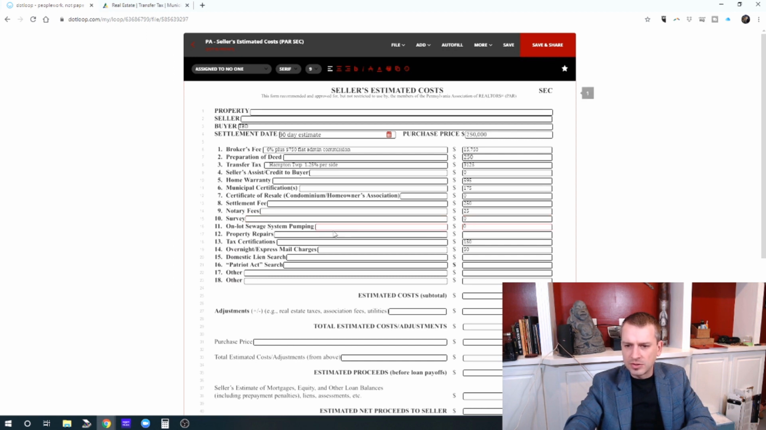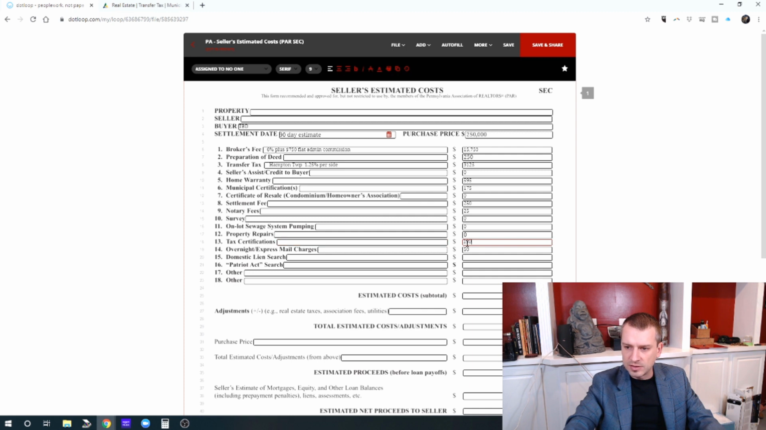On-lot sewage. This would be if they had a septic system and it needed to be pumped before closing. Again, a lot of times they're paying for that outside of the closing, not in the closing, so you would have them pay up front for that. They would pay the vendor directly. Any property repairs, again, I'm not going to estimate what their property repairs might be. We're going to put zero there.